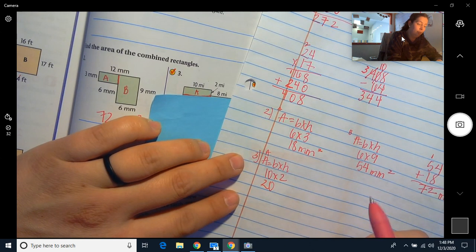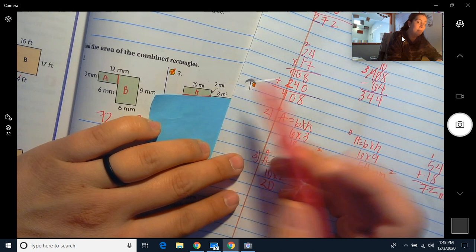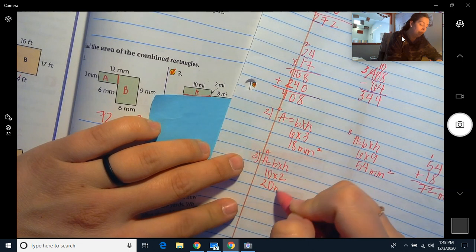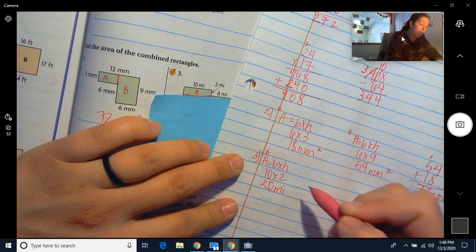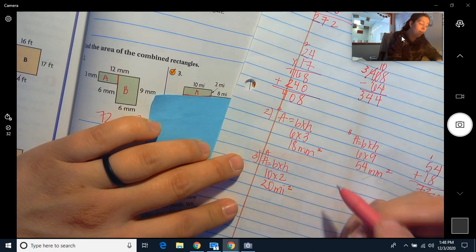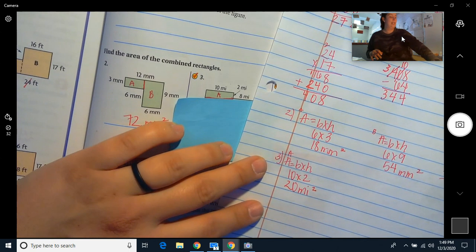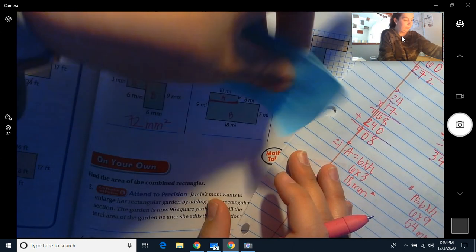20. What's meter? Wait, what is that M thing? MI is mile. Yeah, miles. Miles what? Miles. Squared? Because I'm taking mile times mile. That's mile squared. Okay. Let's figure out B now.